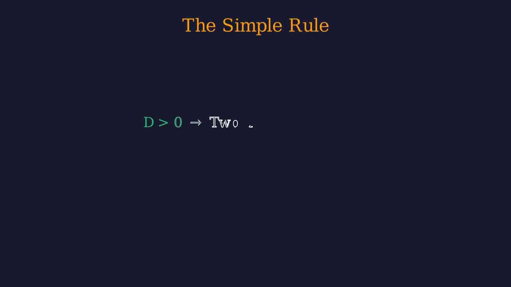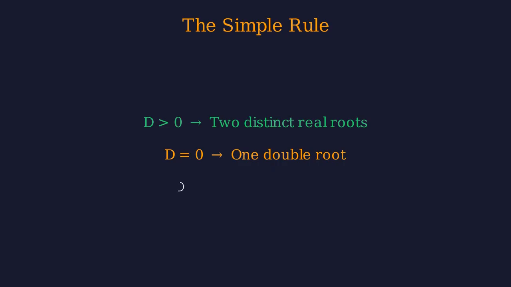If what's under it is positive, we take 2 different square roots and get 2 distinct real roots. If it's 0, both signs give the same root and we get a single double root. If it's negative, the square root isn't real and there are no real roots. Simple rule. D greater than 0, 2 real roots. D equals 0, 1 real root, double. D less than 0, no real roots.